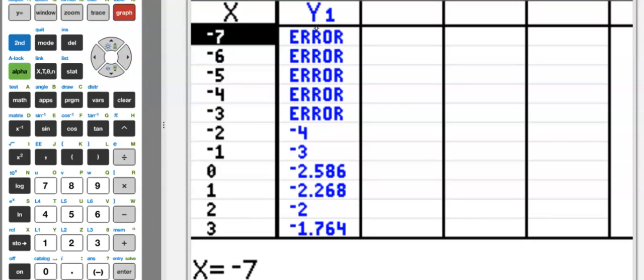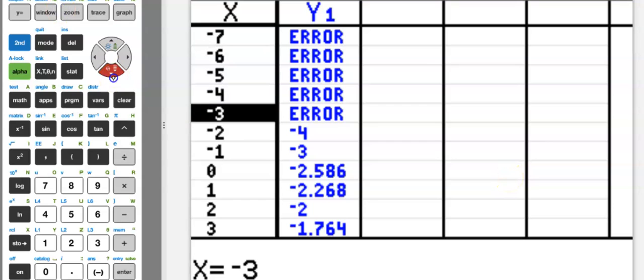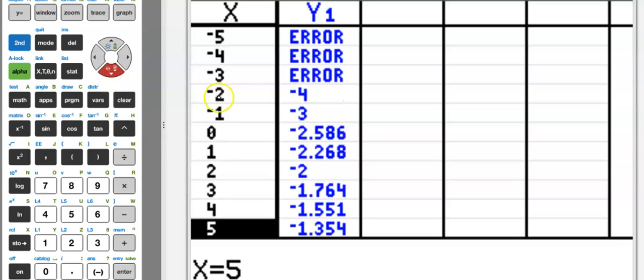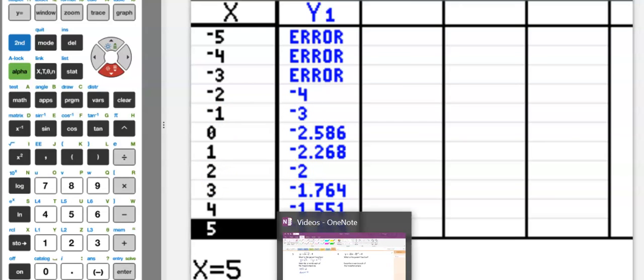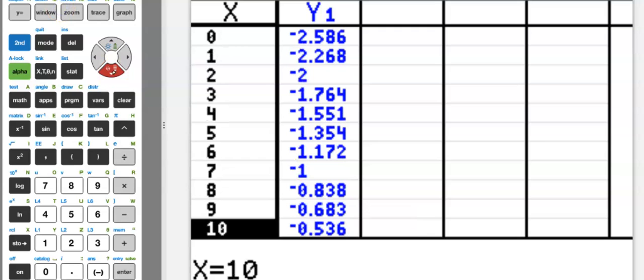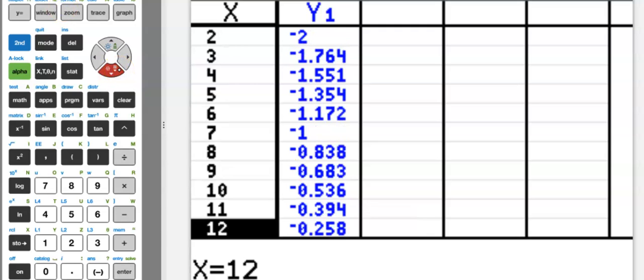We're going to get to that, but I'm going to look at all of those points that are going to fit on our grid. And we're going to choose some good points here. So -2, -4, that's a good one. -1, -3, that's a good one. 2, -2, that's a good one. As I arrow down, I see that it's just getting smaller and smaller and smaller.